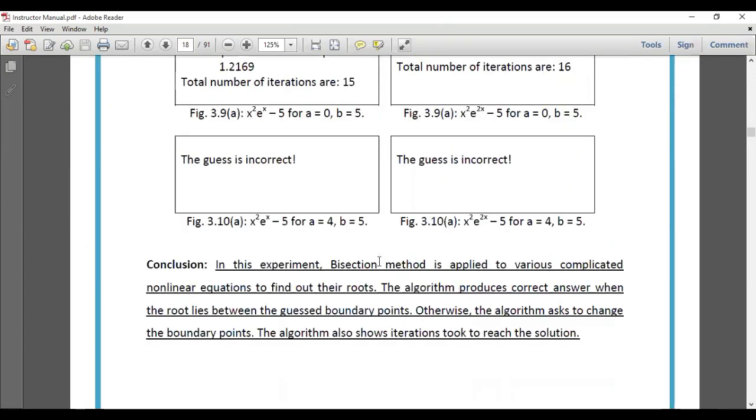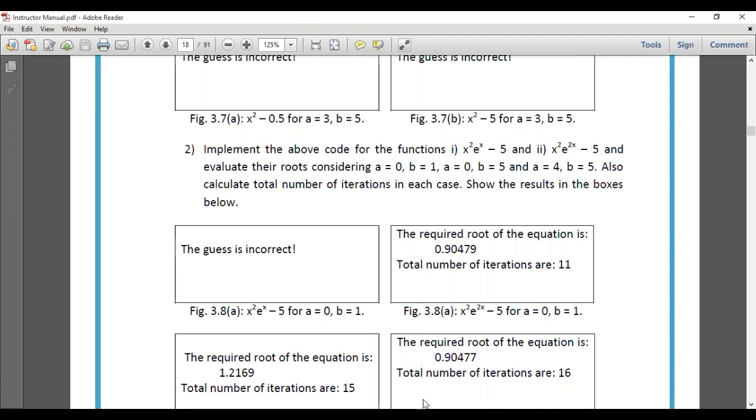So this is all about our today's lecture. I hope you have understood the concept of using the bisection method for root finding problem and for solving nonlinear equations.